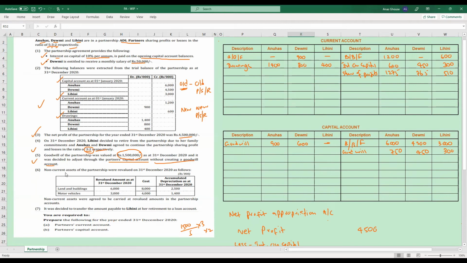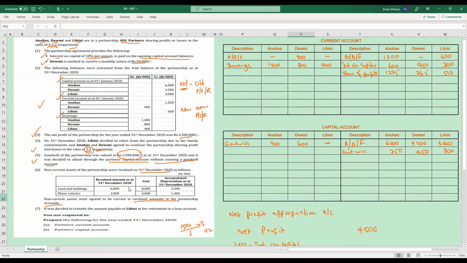Now you are given the revaluation of certain assets. Non-current assets of the partnership were revalued on 31st December 2020. So you are given land and buildings and motor vehicles. Non-current assets were agreed to carry that revalued amount in the partnership accounts. However, in this question, you are not required to prepare the financial position, so we don't need to show these figures. The only thing is we need to calculate the revaluation reserve, and that has to be accounted in the capital account.